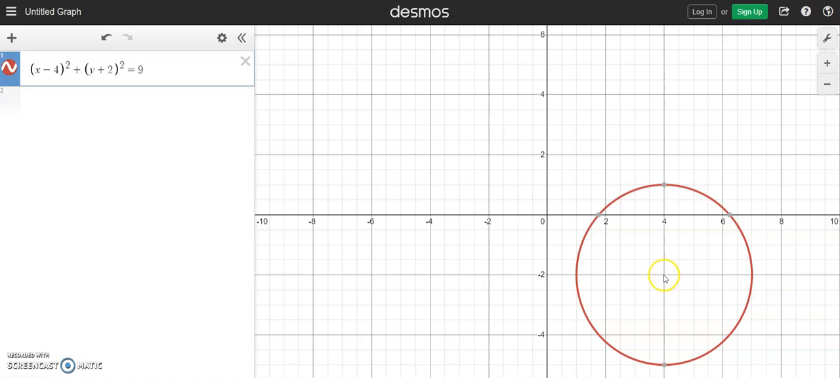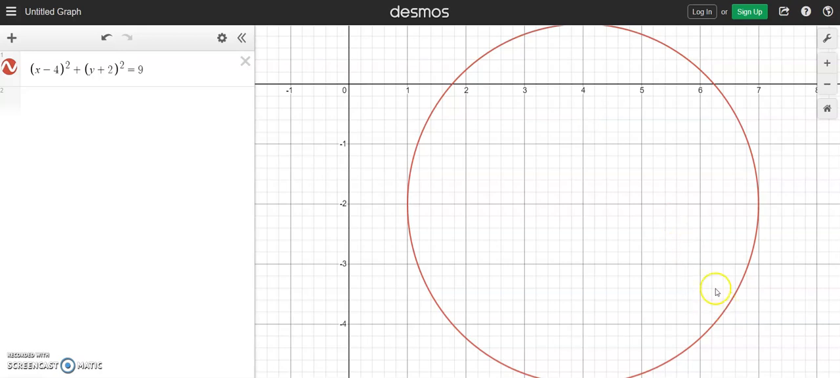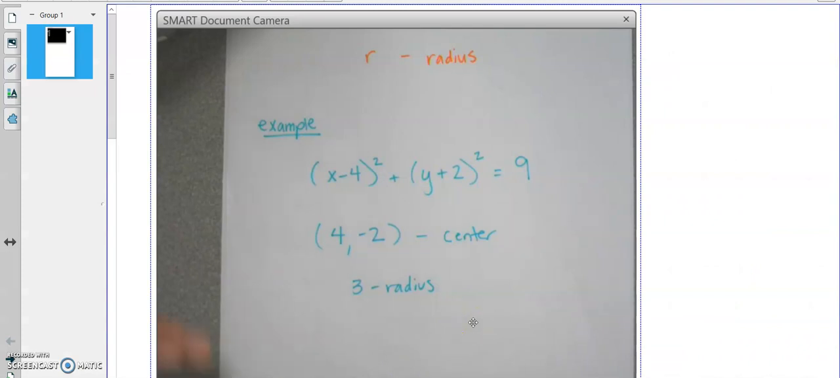And your radius, you can just count from the center over. So pay attention, my axis here is counting by 2's. So if I go over, that's 2, plus another one makes 3. If you don't like that your axis counts by 2's, you can zoom in a little bit. So now it counts by 1's. I can still see that the center is right here at (4, -2). And when I count my radius, I get 1, 2, 3. Radius of 3. So you can do it just from looking at the equation. You can do it in Desmos. Either way is completely fine.